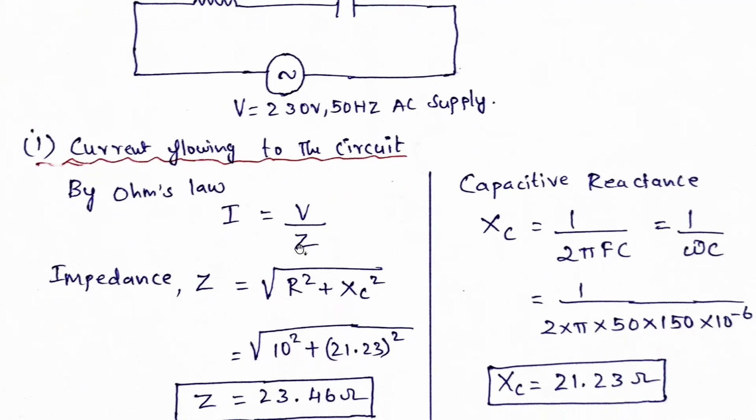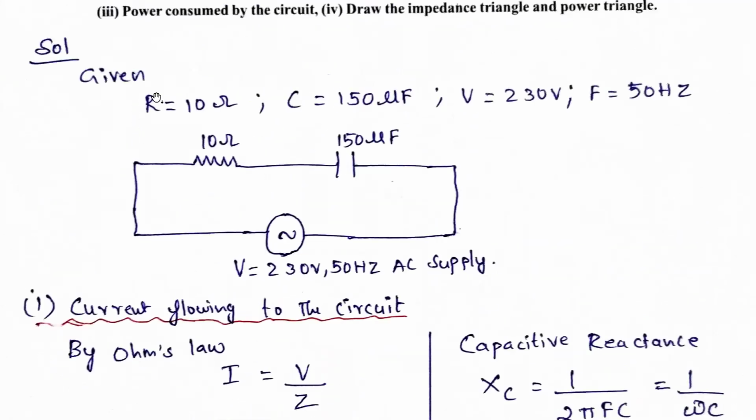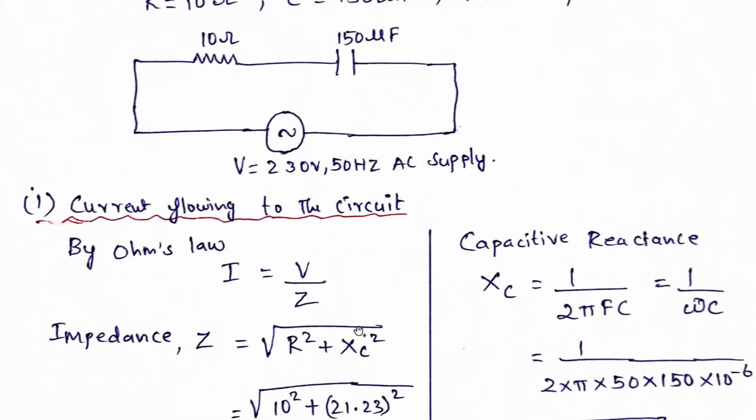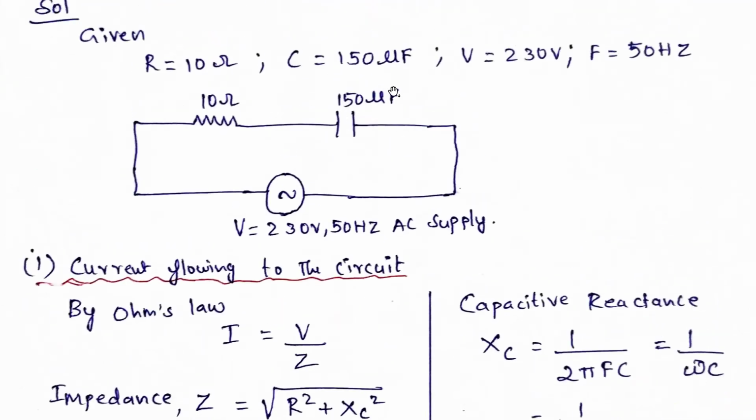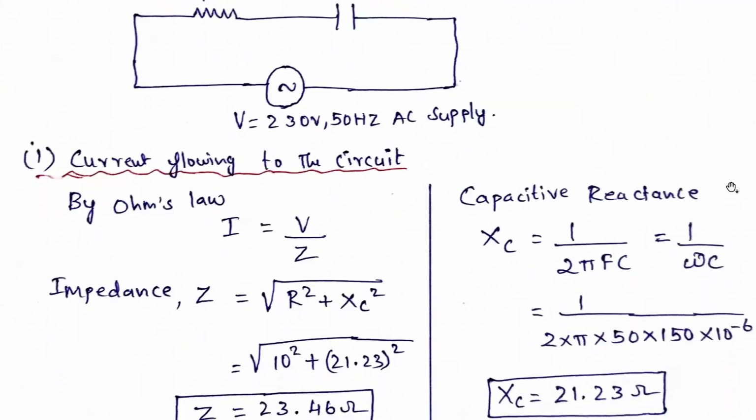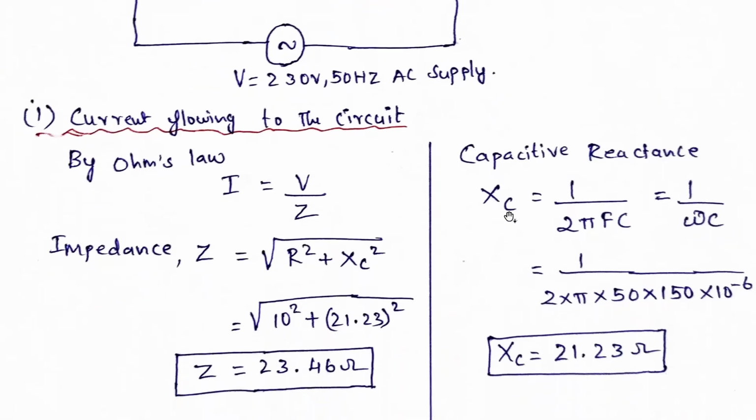Okay, so now R is given in the problem as 10 ohms. So Xc we need to find out because, sorry, C only is given. Capacitance only is given as 150 microfarad. So capacitive reactance we need to find out. That means Xc we need to find out. So what is Xc? Xc is equal to 1 by 2 pi F into C. That is nothing but 1 by omega C.